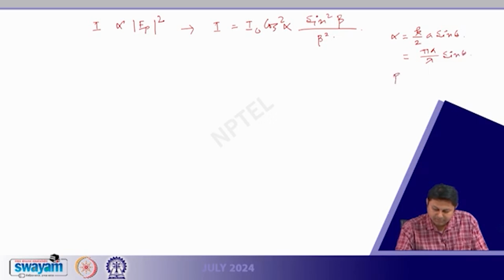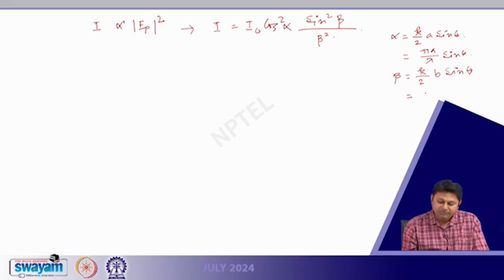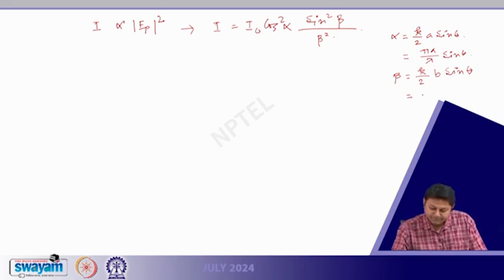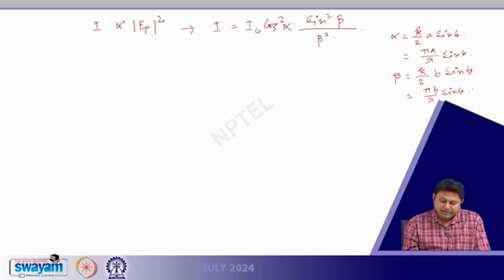and beta, which is k by 2 b sin theta. It is again k is 2 pi by lambda. So, if I put this value 2 pi by lambda, then it should be pi b by lambda sin theta. Okay. So, that is alpha and beta.